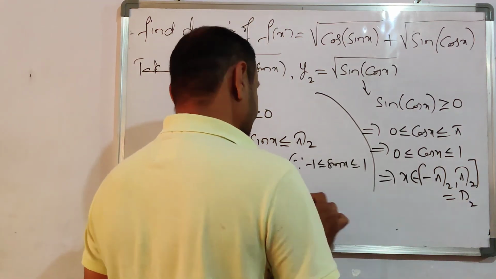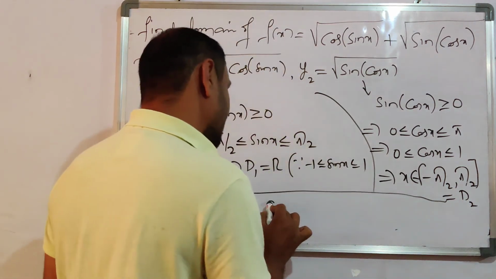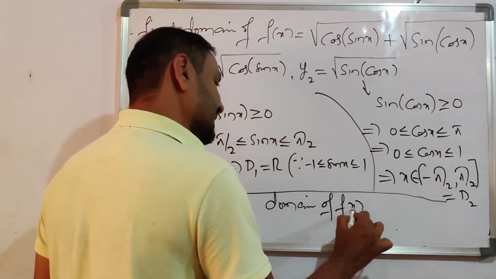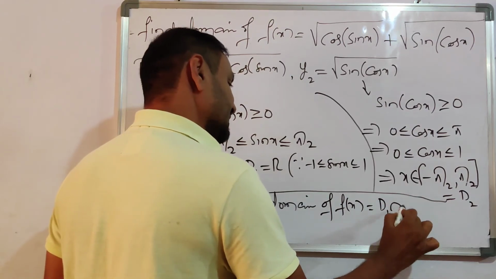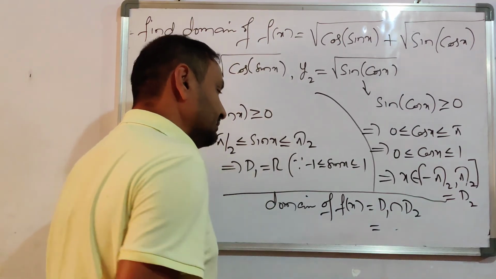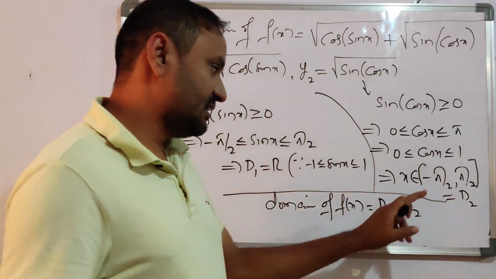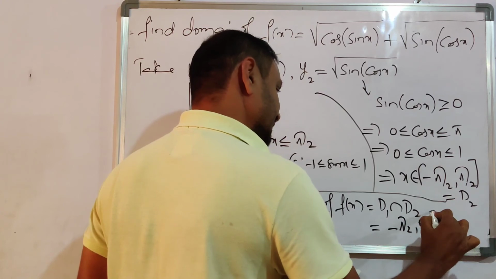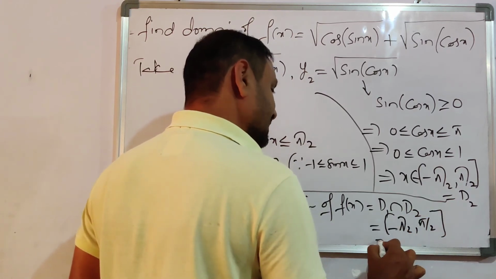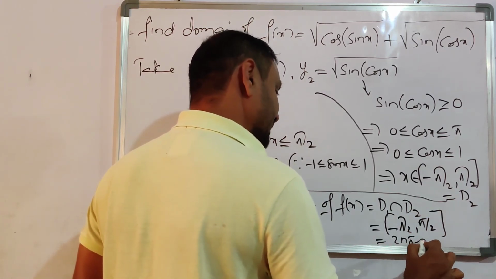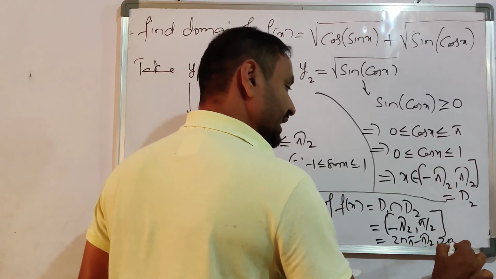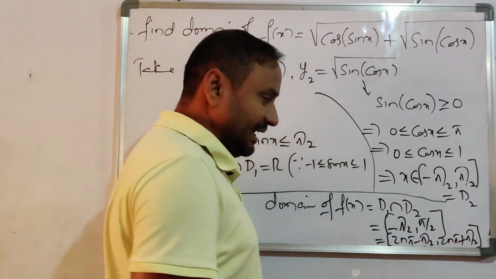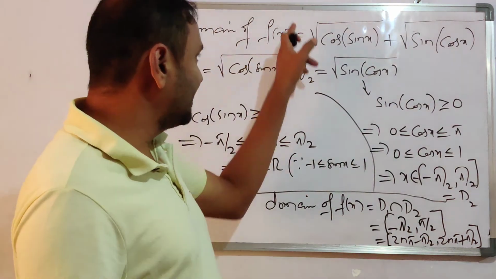Therefore, from these two, the domain of f of x is equal to d1 intersection d2. d1 intersection this is equal to minus pi by 2 to plus pi by 2. This is also equal to 2n pi minus pi by 2, 2n pi plus pi by 2. Add here 2n pi, and n belongs to Z. So this is the domain of the given function.